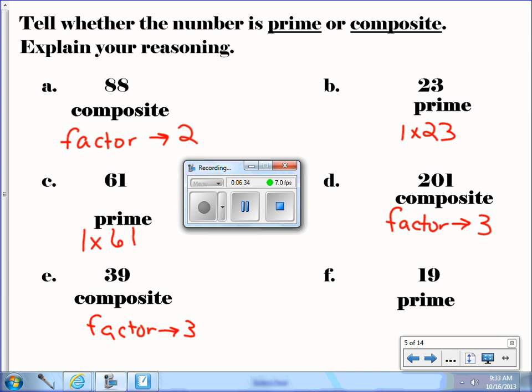B, 23 is a prime because it only has two factors, 1 and 23. C, 61 is a prime because it only has two factors, 1 and 61. D, 201 is composite because when you add 2 plus 1, they equal 3, so it has a factor of 3. 39 is composite because it has a factor of 3, and 19 is prime.